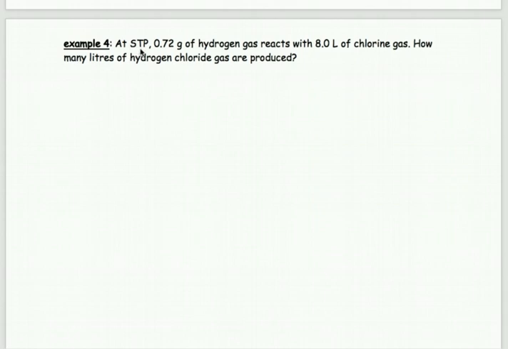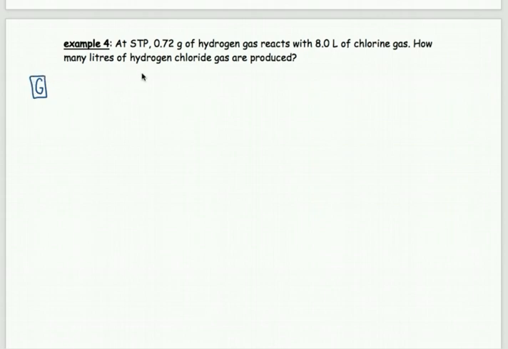Okay, so we are at standard temperature and pressure, STP. We have a mass of hydrogen gas that reacts with 8 liters of chlorine gas. How many liters of hydrogen chloride gas are produced here? Okay, so right away you're thinking STP, maybe molar volume and so forth, right? So let's just go through and write out everything that we're given in this problem here.